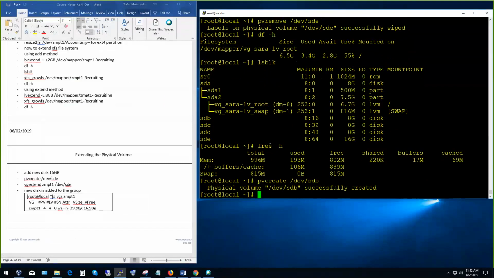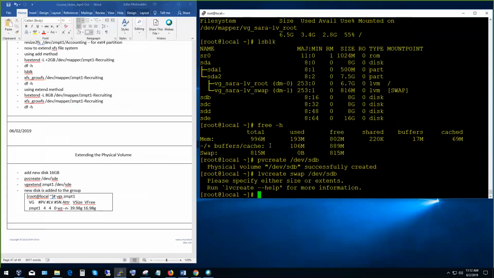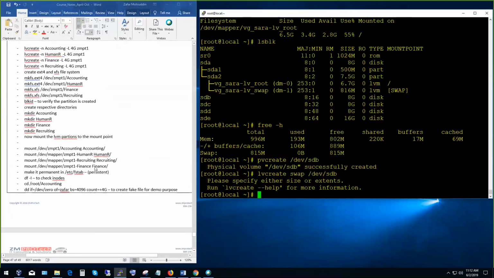Okay, and then what I'm going to do is vgs. Then I'm going to do lvcreate swap, and then from /dev/sdb. Okay, please specify either the size. Oh, okay. All right, so I need to refer here.